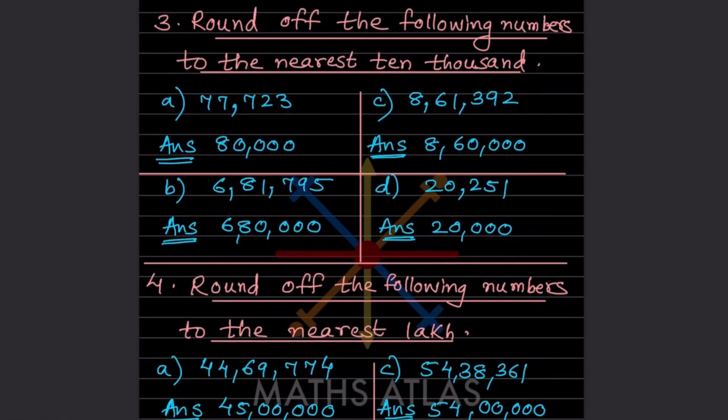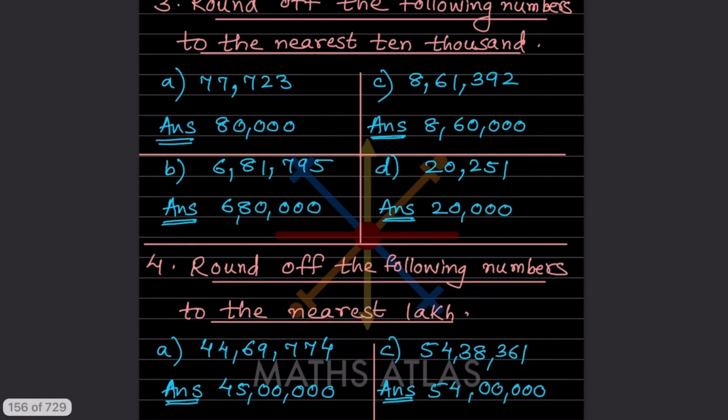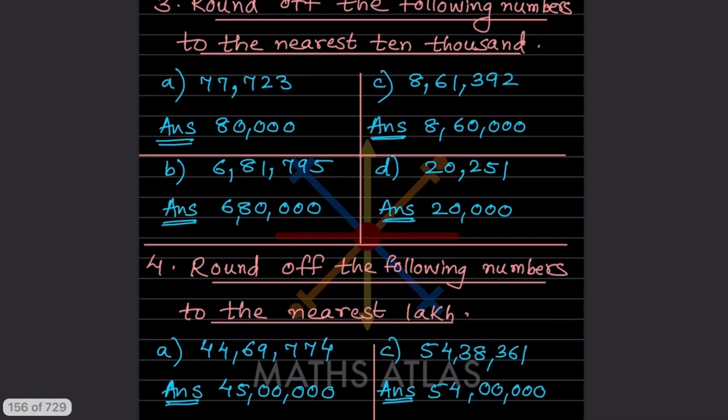Now what are you going to do? Round off the following numbers to the nearest 10,000. So now look here: ones, tens, hundreds, thousands and 10,000. Now you are going to put a tick mark over here. The next number is 7. So 7 here is more than 5, so this becomes plus 1. So this is 8, and these are all zeros.